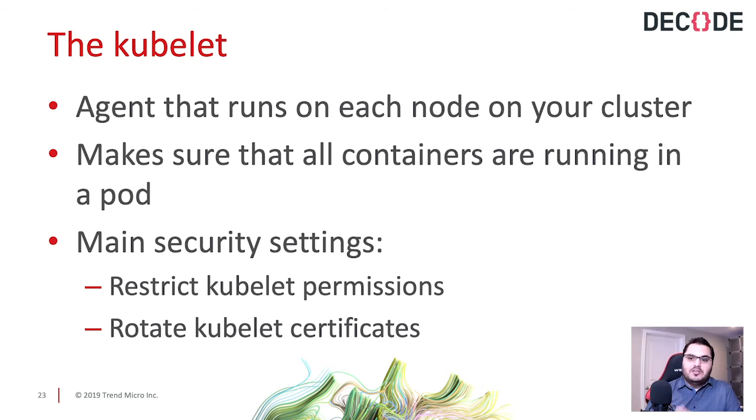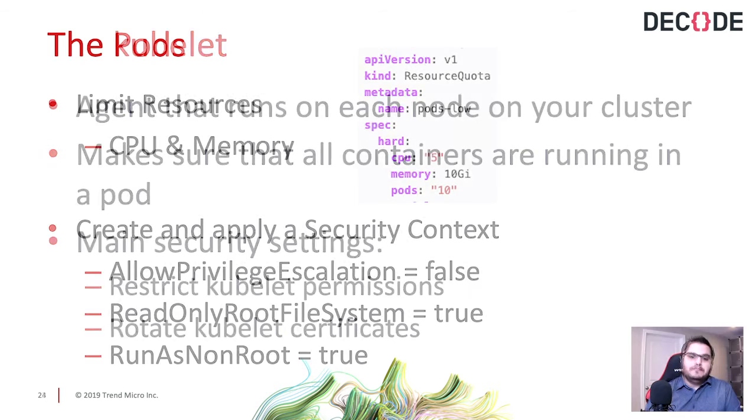So the credentials of the kubelet are stored in plain text on a specific directory. So if someone compromises one of your pods and are able to break out of that container, right, they can access that information and they can impersonate the kubelet to talk to the API server using the kubelet credentials. So you can check for that as well and restrict those permissions.